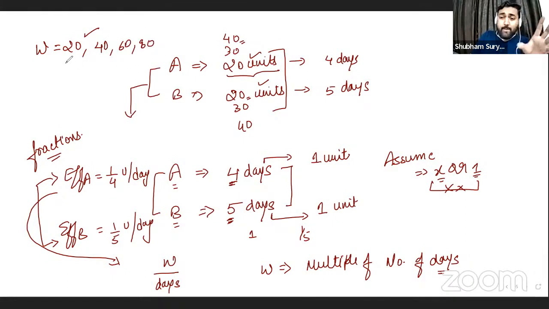It doesn't matter whether you assume the number to be 20, 40, 60, or 80. In all the cases, you'll be getting the same answer, guys. And while solving the question, you will not be dealing with any kind of fractions. Whenever you assume the work to be a multiple of the number of days, these fractions get removed and it takes lesser time to solve this kind of questions.